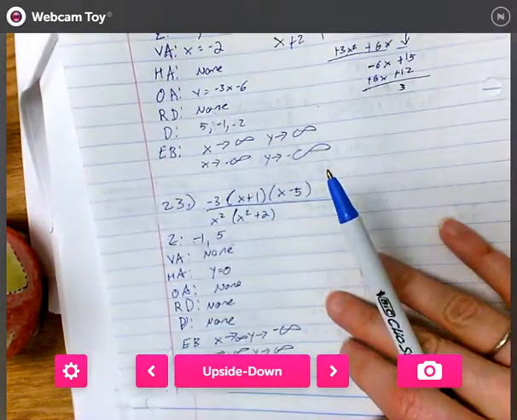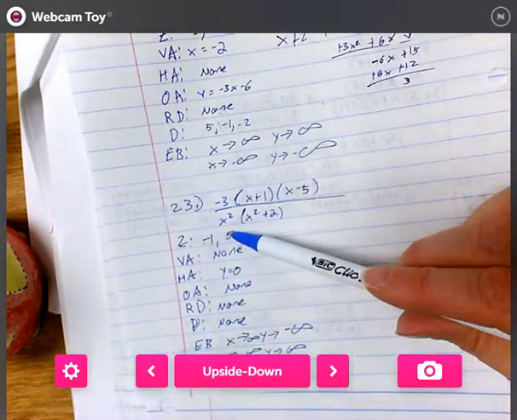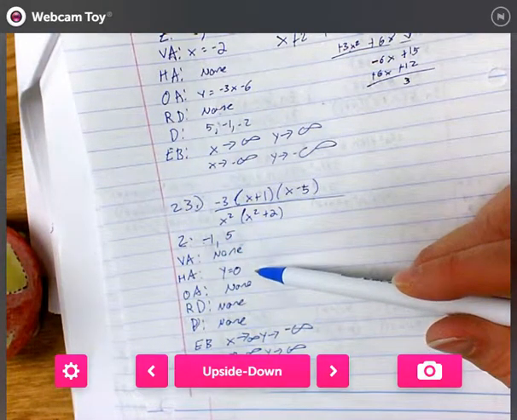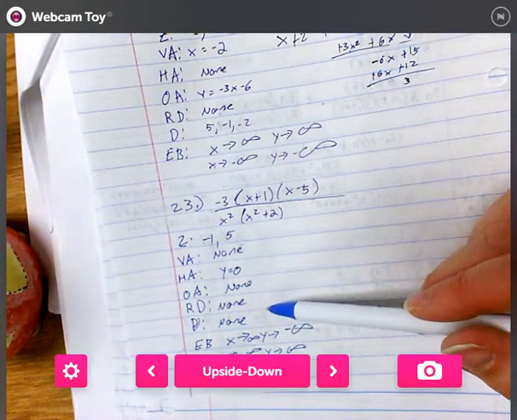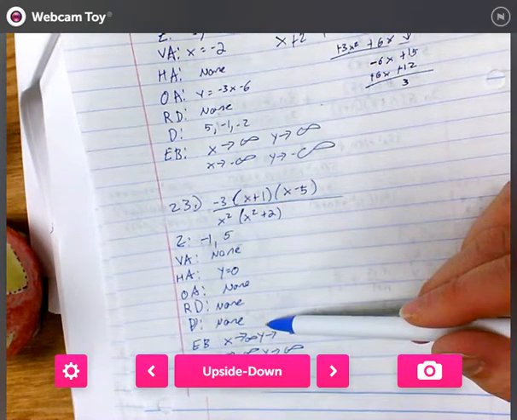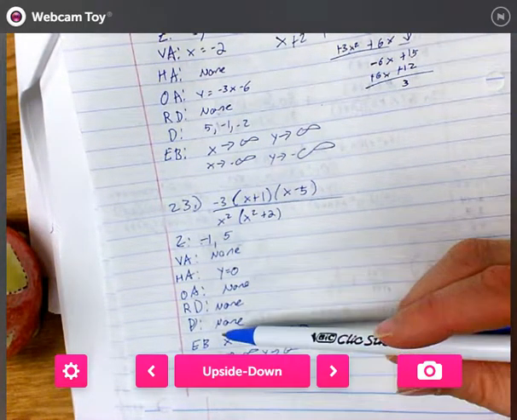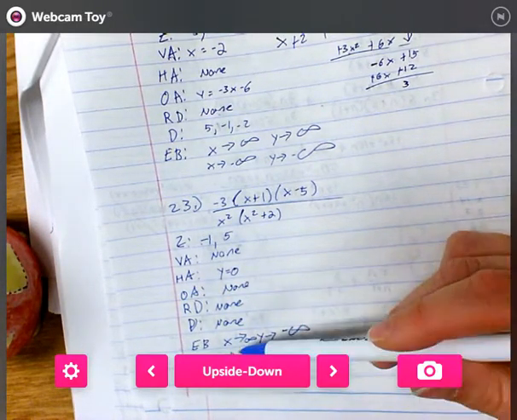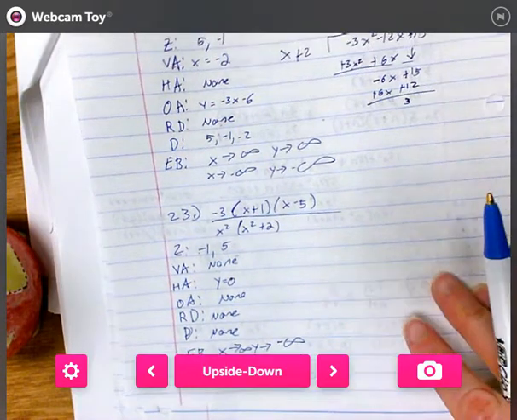Number 23, zeros are negative 1 and 5. Vertical asymptote is none. Horizontal asymptote is y equals 0. Oblique is none. Removable discontinuity is none. Discontinuity is none. As x approaches infinity, y approaches negative infinity. As x approaches negative infinity, y approaches infinity.